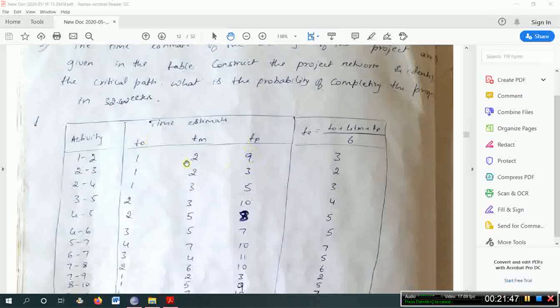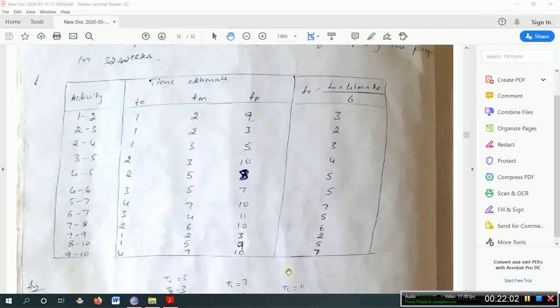So now you need to take the average of this. Average means you have to take the mean, that is the formula: TE, time estimate for that particular activity, is TO plus 4TM plus TP by 6. Here it comes to 3. Similarly I have to do this for all these activities.